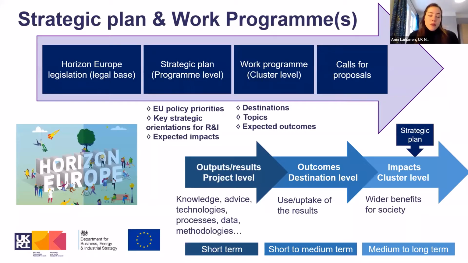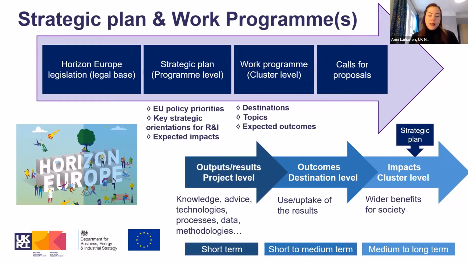And going from these policy priorities, the strategic plan determines the key strategic orientations where the EU can act in order to fulfill those high-level priorities. The plan also identifies expected impacts that research projects should achieve in order to meet the policy priorities. And this is translated at the level of work programs as destinations, core topics, and expected outcomes.